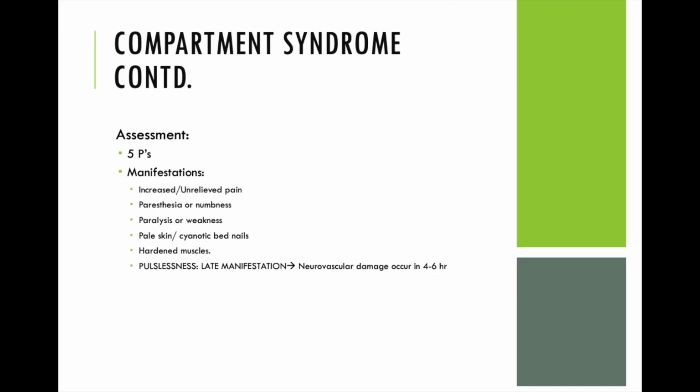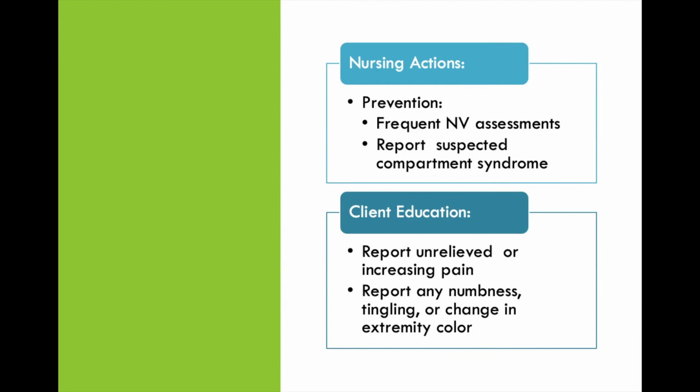So the assessment for compartment syndrome, like I said, is the 5Ps, and then the manifestations will be the unrelieved pain, the paresthesia, the paralysis, the pale skin that we saw in the picture, and hardened muscles. So basically, as a nurse, we want to prevent this. That's why we do the neurovascular assessments every hour for the first 24 hours and then every 4 hours around there. And if we see anything that's suspicious, we are going to report it to the healthcare provider.